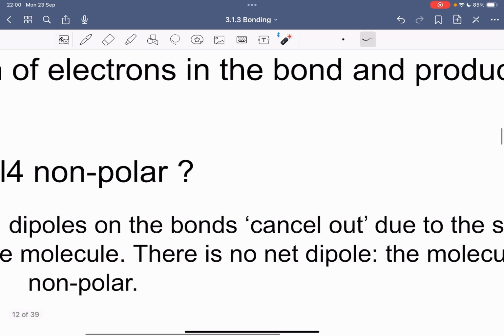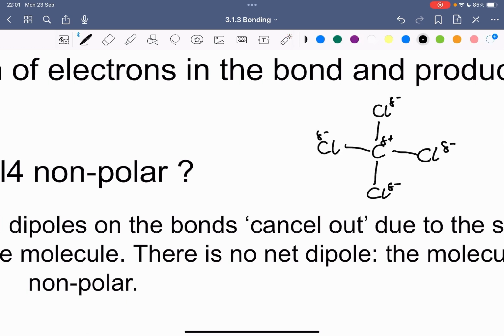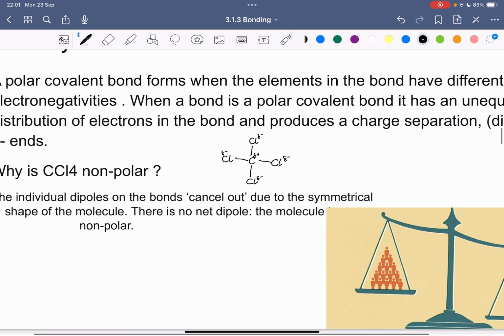If I draw that out, it looks like this. I've drawn the molecule with its slight charges. The reason this molecule is non-polar is that it's symmetrical. The slight positive here and slight negative here cancel out with this one here because it's symmetrical, and this one here cancels out with this one here. Overall, there's no charge left, so the whole molecule is non-polar.